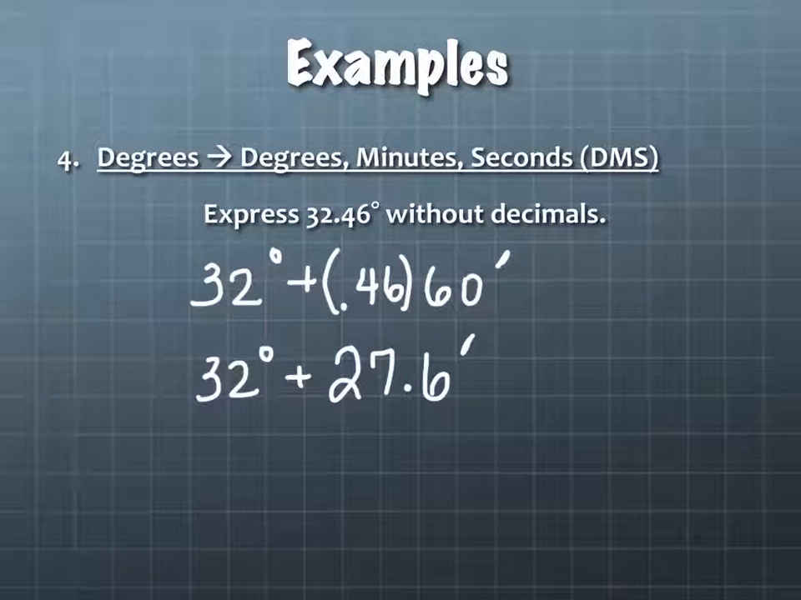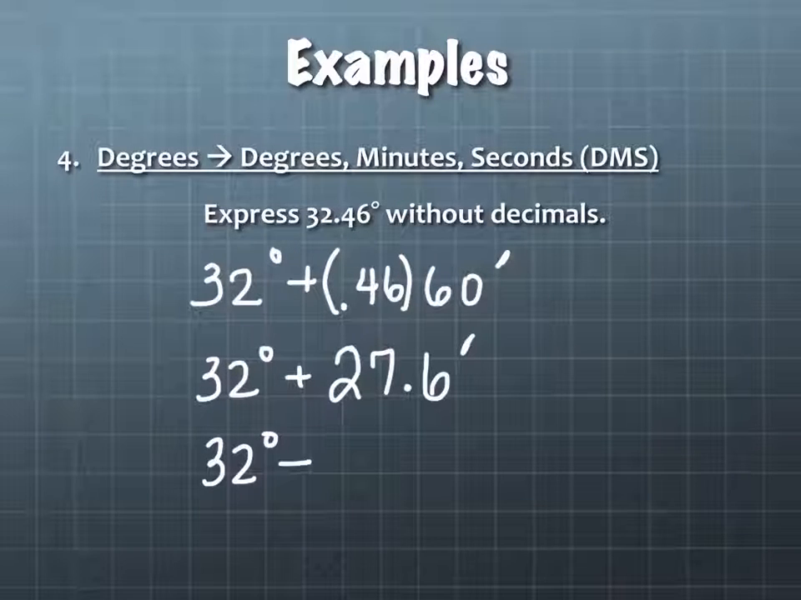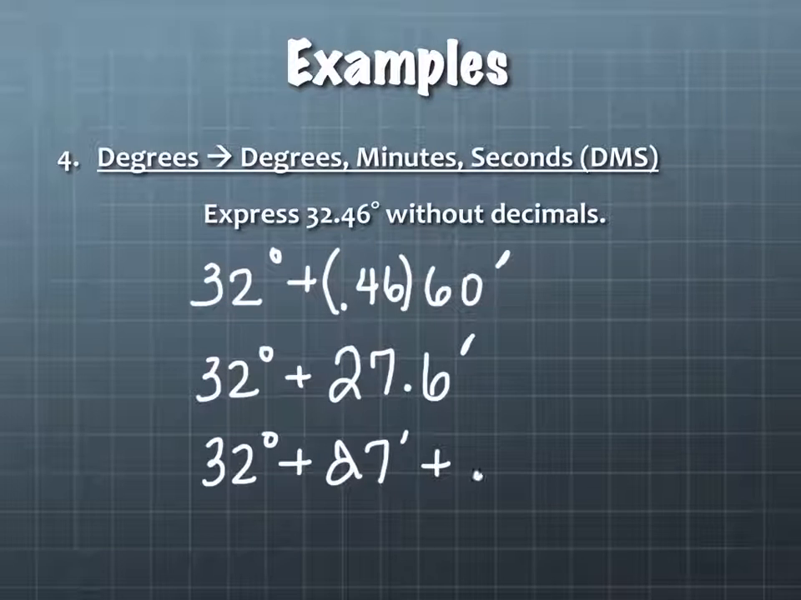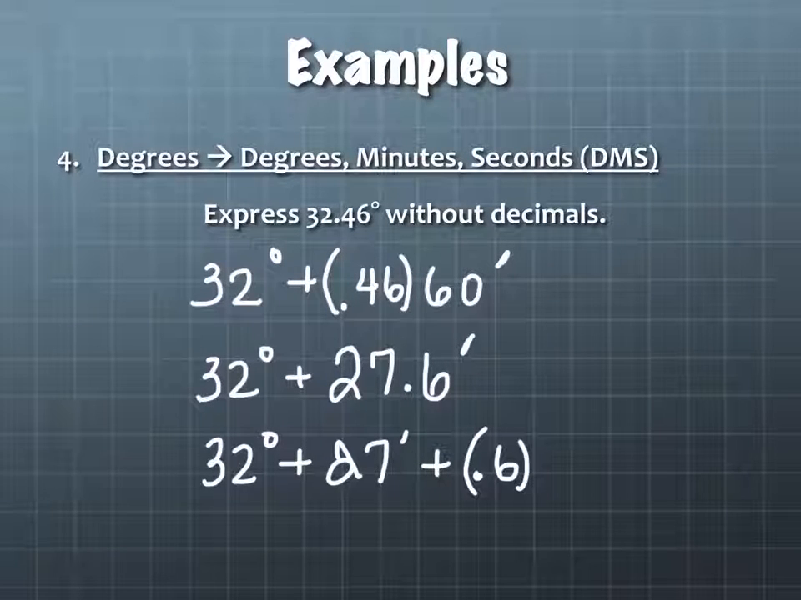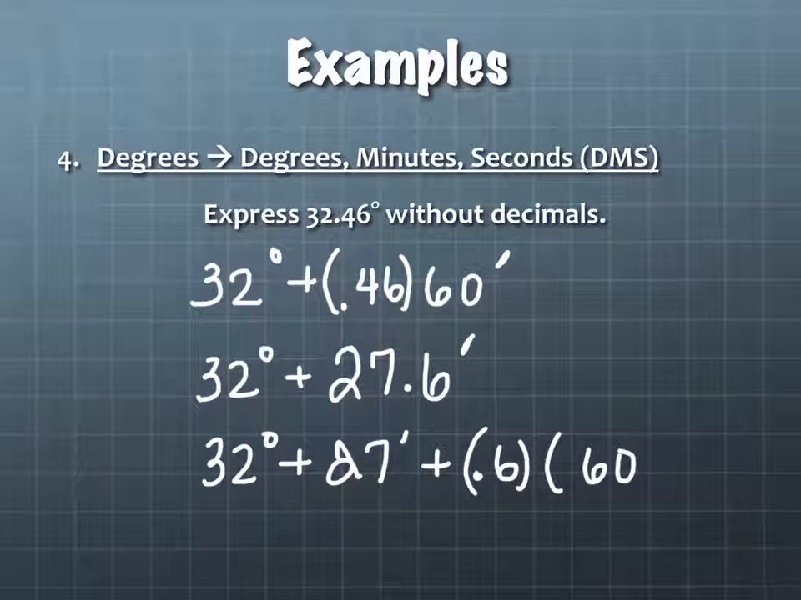If this had not had a decimal, we'd be done. But the 0.6 minutes means that we can keep going further and turn that 0.6, the decimal part of the minutes part, into seconds. But we do it exactly the same way. So we've got the 32 degrees. We now have the 27 minutes. And we're going to take that decimal 0.6 and multiply it by 60, because there are 60 seconds in a minute, kind of like our clock, right?